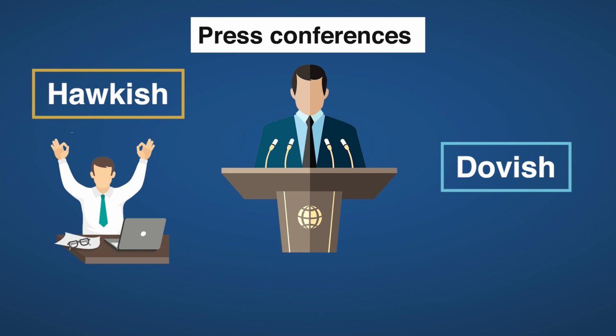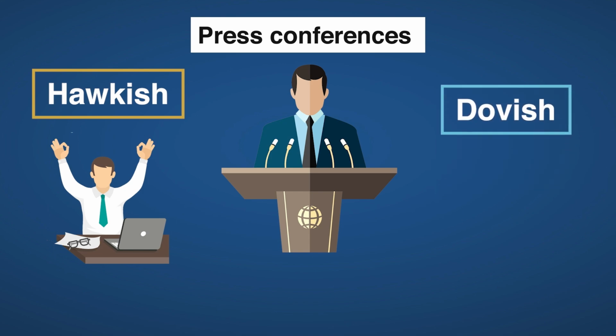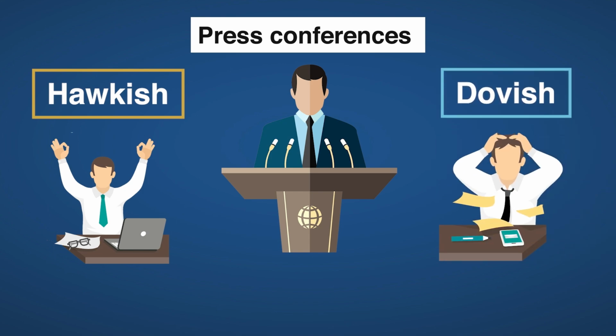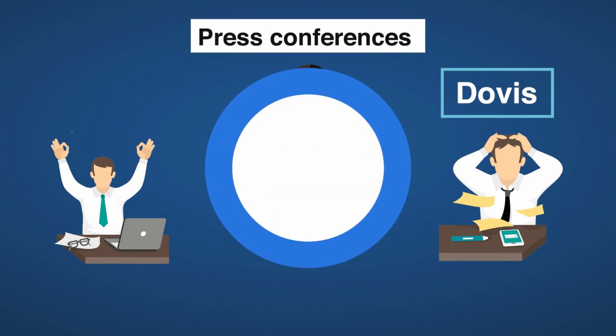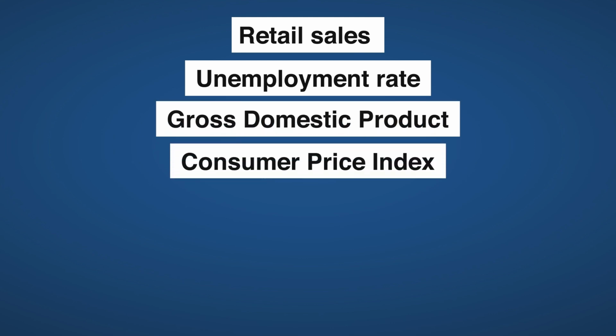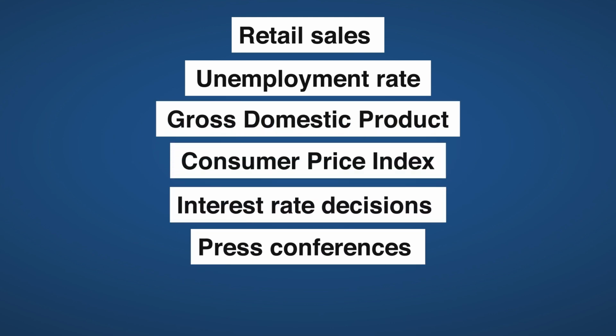If the press conference is described as dovish, it means the tone was nervous and cautious, which shows signs that the central bank may expect to reduce interest rates in the future. This can impact the currency in question in a negative way. So these are some of the key indicators to use when you're using fundamental analysis to trade currencies.